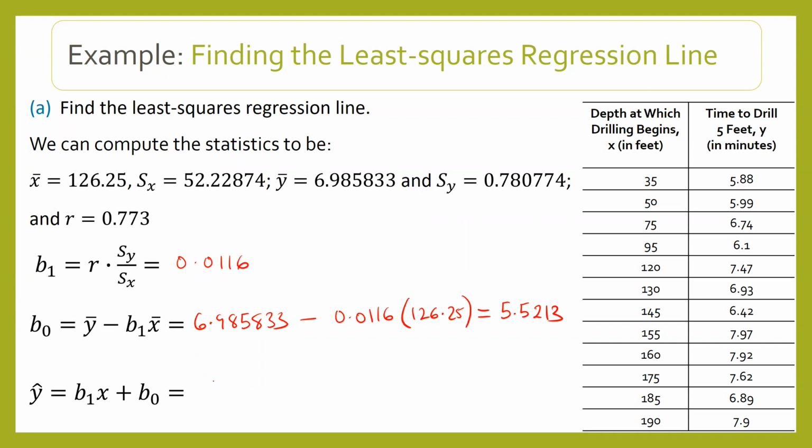All right, so we have B1 and we have B naught. We can get the equation of the linear least squares regression line now: y-hat equals 0.0116 times x plus 5.5213. That becomes the equation of the least squares regression line. So this one is better than just picking any arbitrary point.